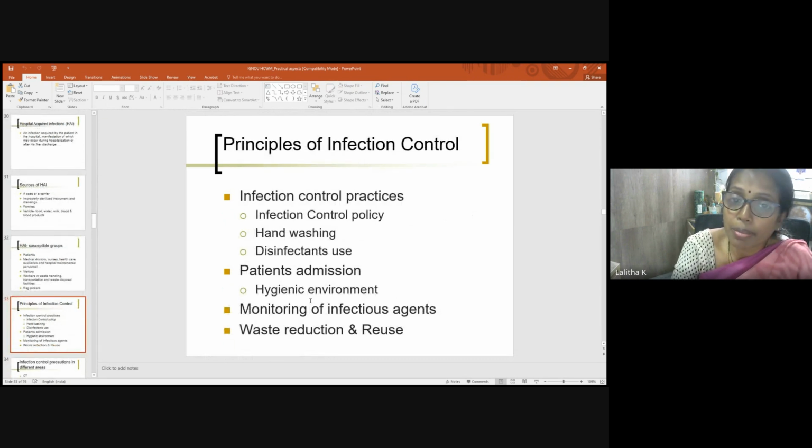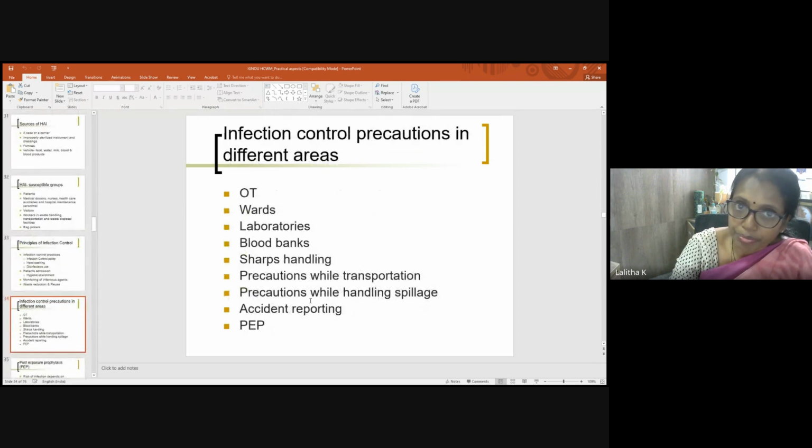So, what are the principles of infection control? We have to have good practices and policies in place. Hand washing, I think now it's been very well implemented across the hospital. And what disinfectant to use for what purpose. And also patient admission, we need to have a hygienic environment, and monitor the infectious agent. You also know that you will be doing surveillance of OTs and wards, even for environmental pollution. That also we need to do. And waste reduction and reuse.